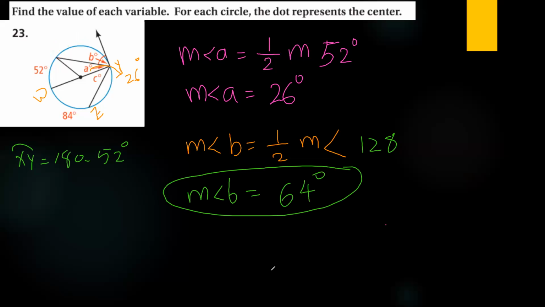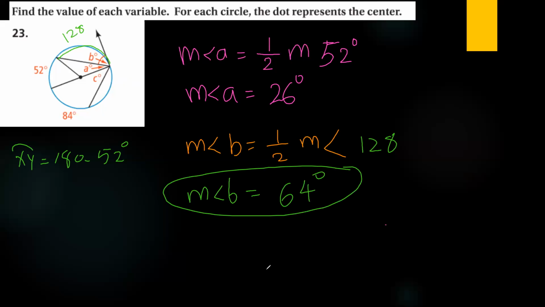So here, if this is 52, this will be 128. And since this is angle B, where is its intercepted arc? It is 128. So half of it will be the measure of angle B.